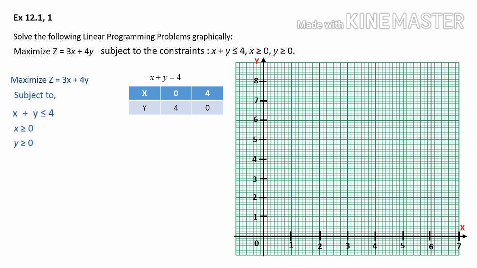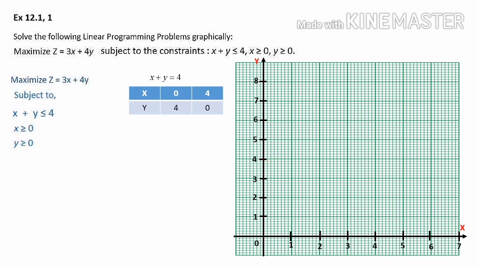Then just plot these table values on the graph sheet. First one is (0, 4). (0, 4) in the sense 0 is here, 4 is on the y-axis. So this is the point. (0, 4) is the point. You have to plot it by using your pencil.